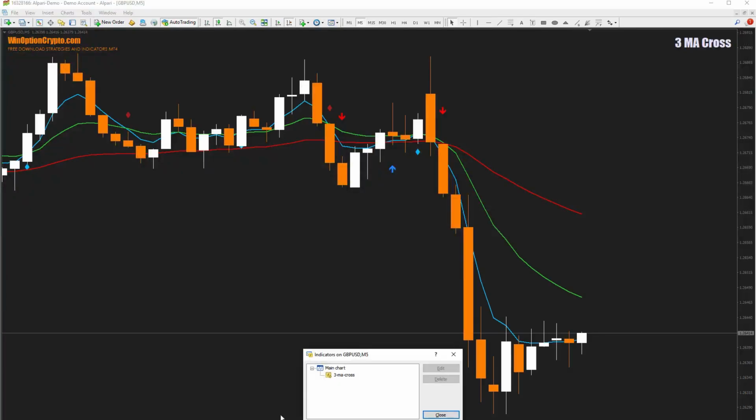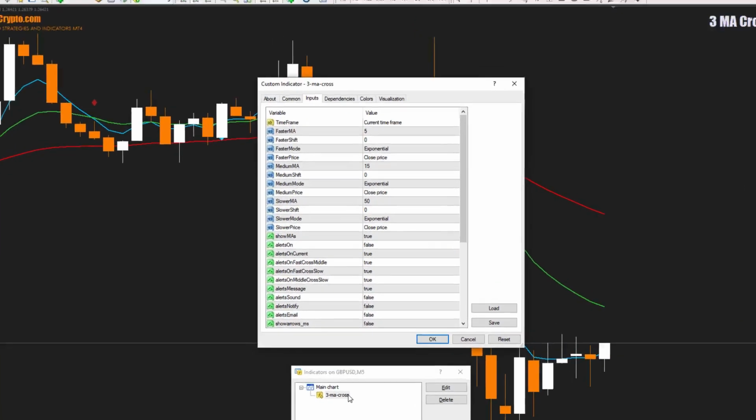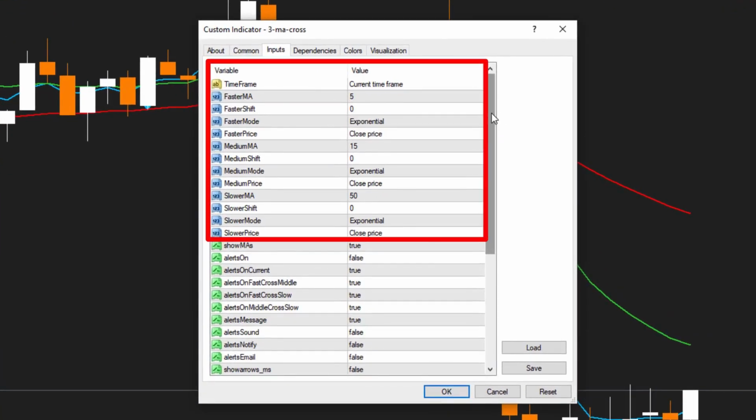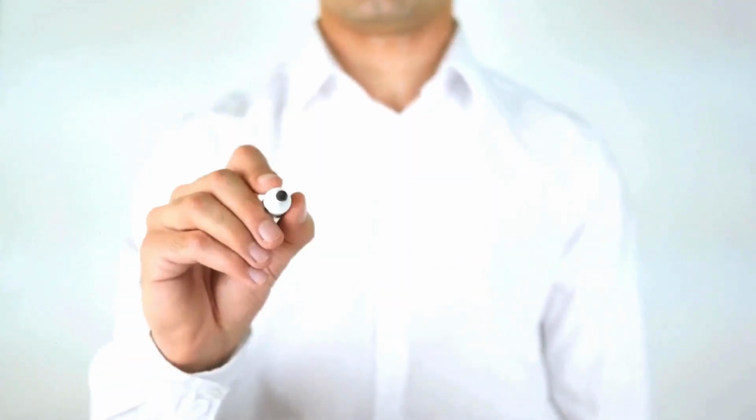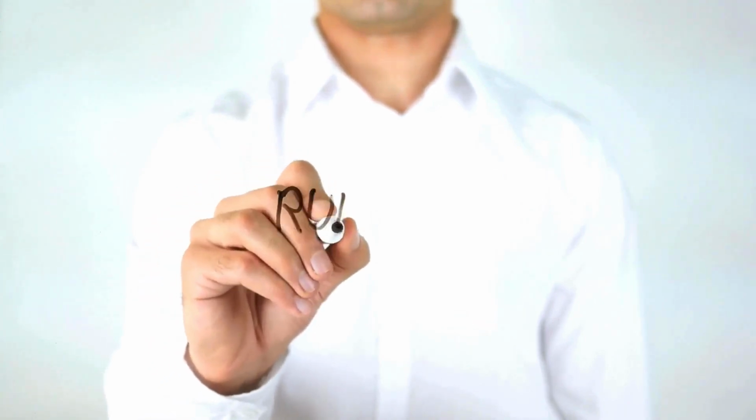Now let's look at the settings of this indicator. They include two main blocks: the main one, where you can set the calculation period and select the type of moving averages, and the block for visualizing trading signals. Now let's look at the rules of binary options trading using this indicator.